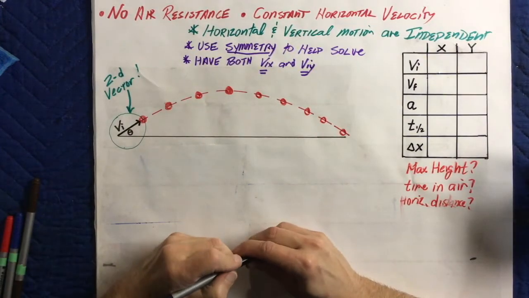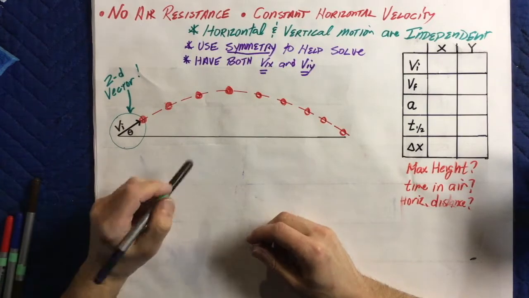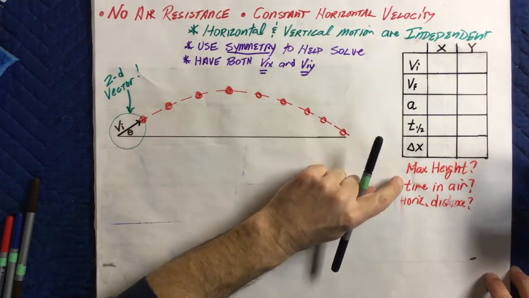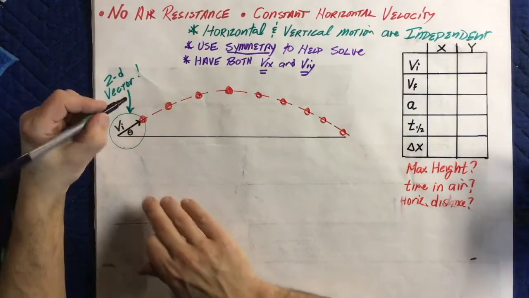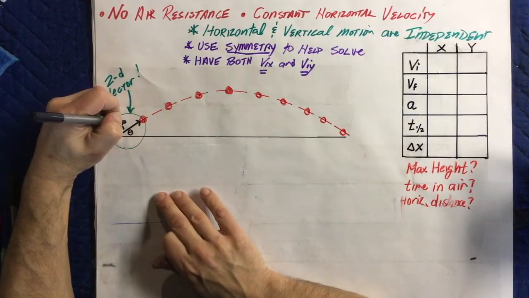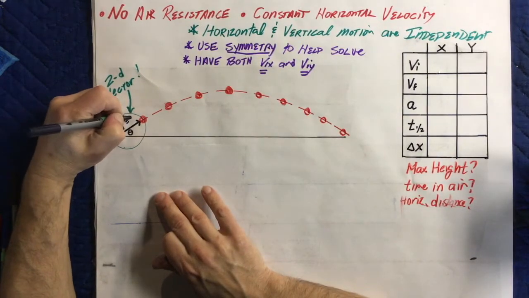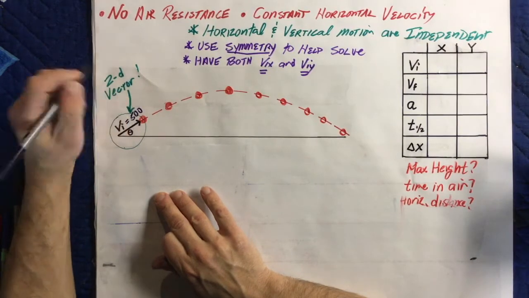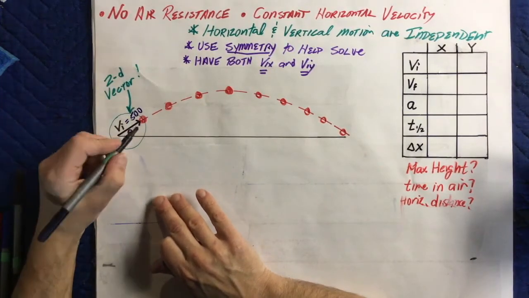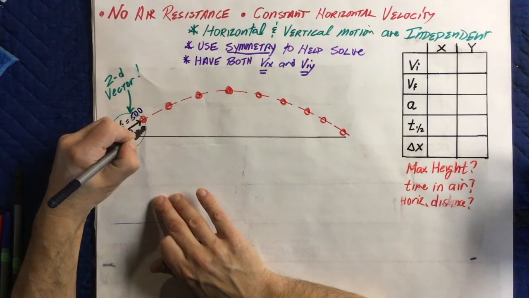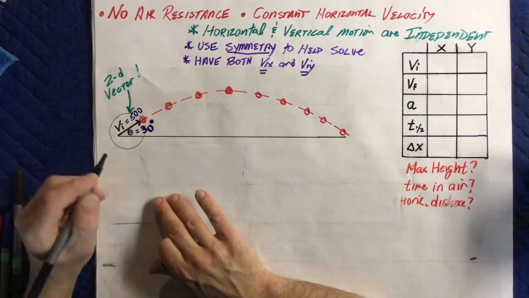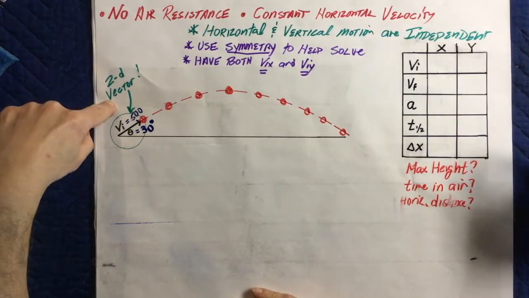So if I give you some initial conditions, we're going to look at solving: what's the max height? What's the time in the air? What's the horizontal distance traveled? So let's start here. Let's say we give this thing an initial velocity of 500 meters a second, and a 30-degree launch angle. This is a 2D vector.